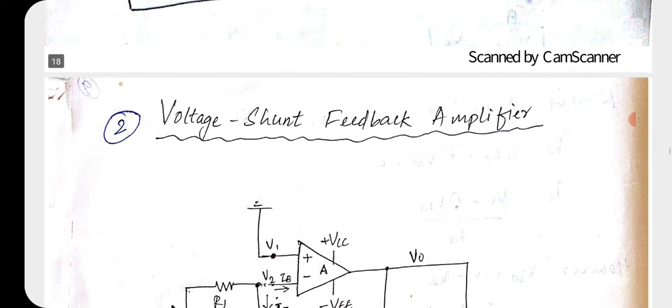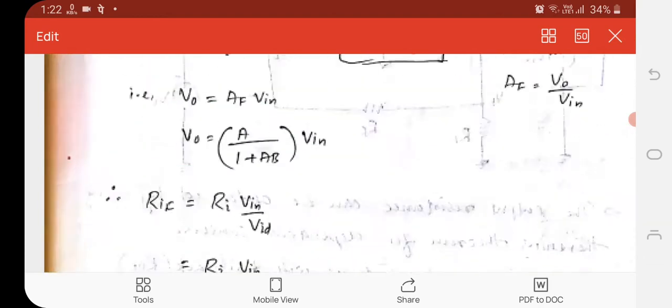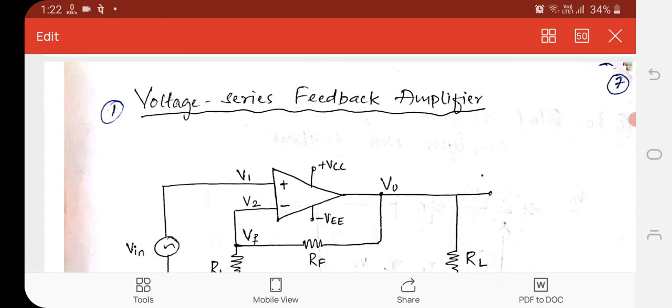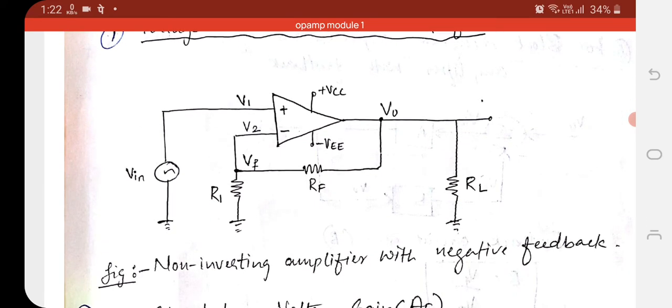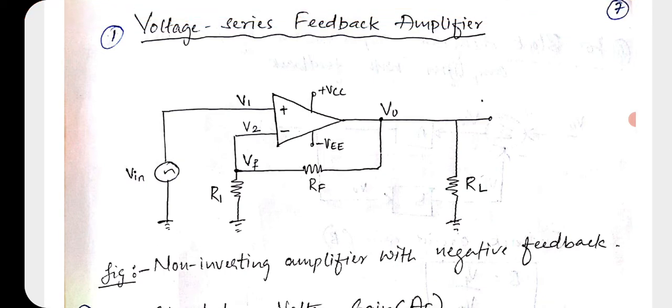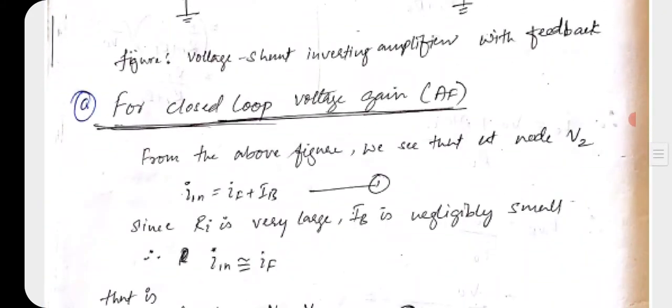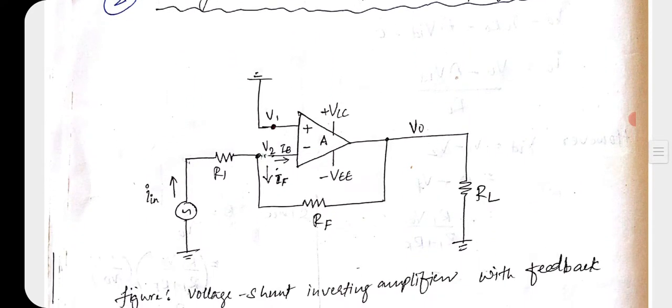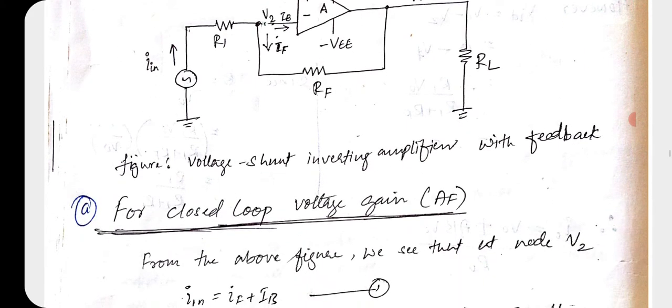Whereas in the series circuit, I will go back. This was your first circuit, right? Voltage series feedback amplifier. Here we had taken a non-inverting amplifier with negative feedback. Non-inverting because input was applied to the non-inverting terminal. Whereas in the voltage shunt feedback amplifier, this one, input is applied to the inverting terminal. Okay, and the non-inverting terminal is directly grounded. You can see here V1 is grounded. This is the only difference.